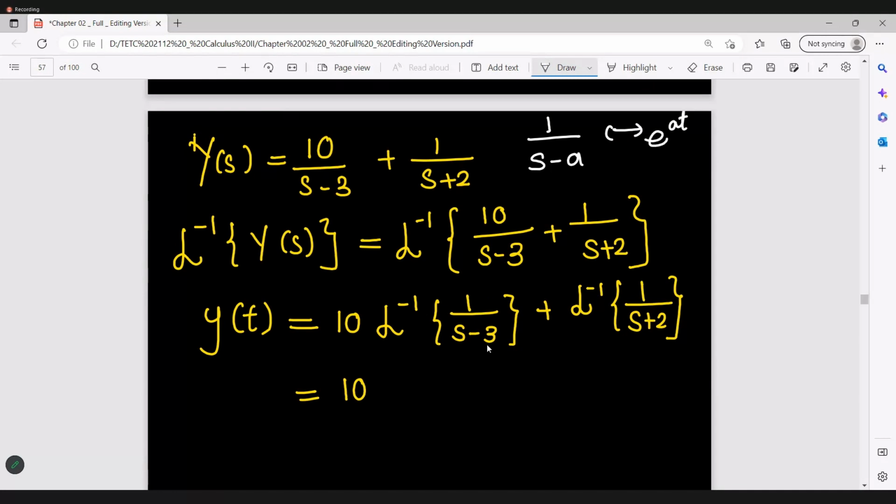So if we have 1 over S minus A, the respective inverse Laplace transform is E to the power AT. So if we compare this with this one, what is the value of A here? The value of A is plus 3. So what should be the inverse Laplace transform of this function then? It's e to the power 3t. Then plus this one, 1 over S plus 2. So here A should be replaced by, what is the value of A here? A is equal to minus 2. So what should be the inverse Laplace transform then? E to the power minus 2t.